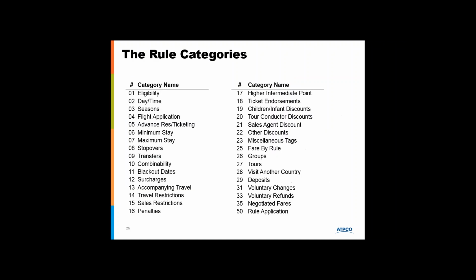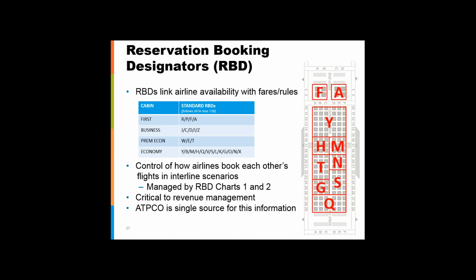So this rule structure has a host of categories that are all housed with a numeric and a description of what that could be. So daytime restrictions, that's a category 2. All these different categories can be used or not on one fare. So the name that associates with a category you'll see in text form.